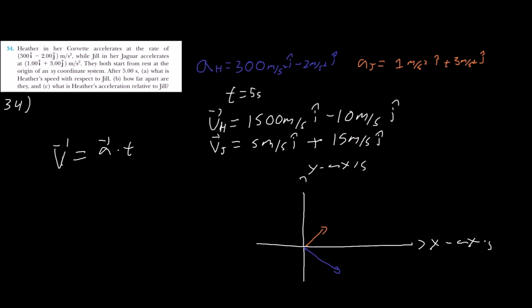Now the question is asking, what is Heather's speed relative to Jill? Realistically, for the relative speed we take the velocity of Heather minus the velocity of Jill. This should get us 10 meters per second in the i-hat direction, minus 25 meters per second in the j-hat direction. It's asking for the speed, so we take the magnitude of this, and that's going to be part A.